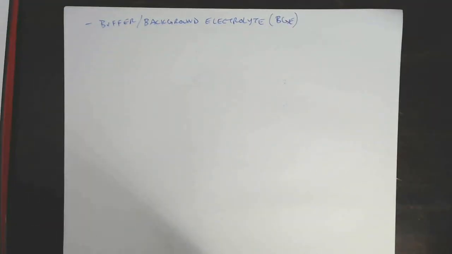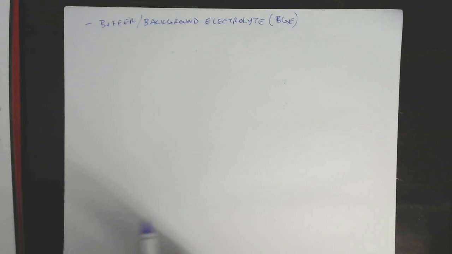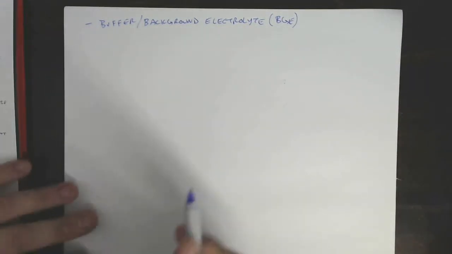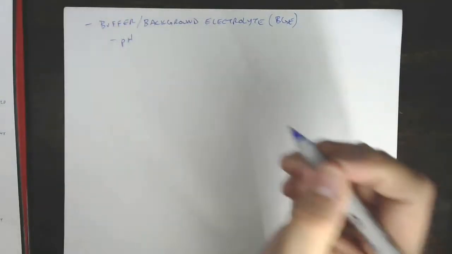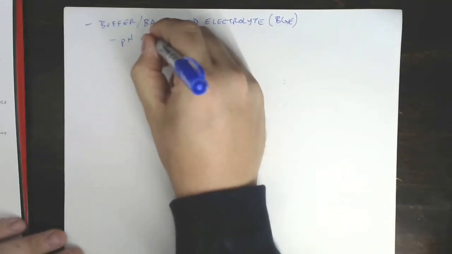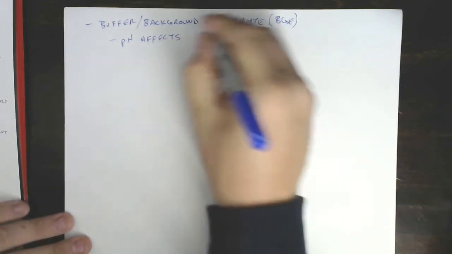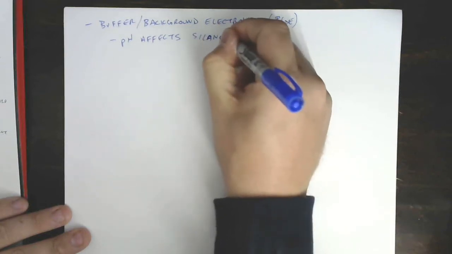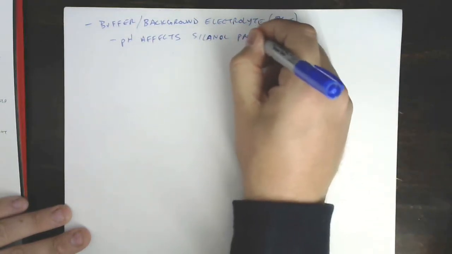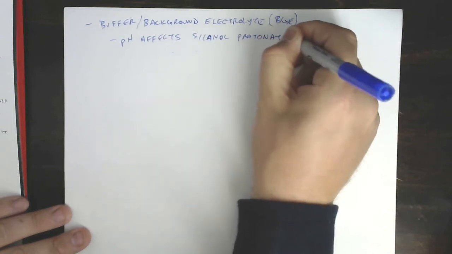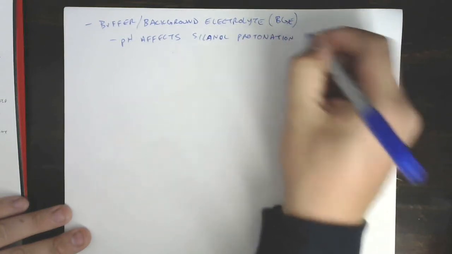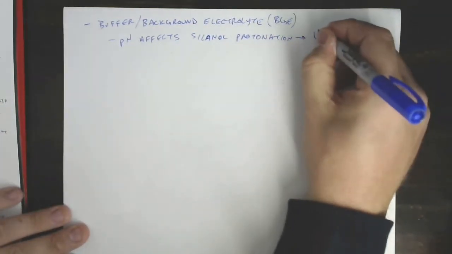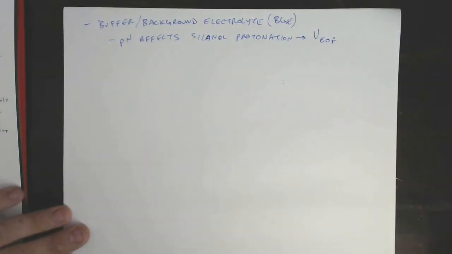It is the electrolyte solution that gives rise to the electrical double layer and therefore allows us to get EOF flowing through these capillaries. We've seen when we talked about EOF that pH affects the silanol protonation on the capillary. And that protonation, sorry, haven't had my coffee yet this morning, affects the velocity of electroosmotic flow that we're going to see in this capillary.